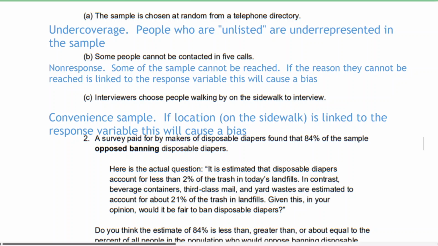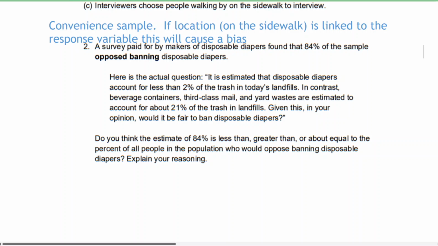2. A survey paid for by makers of disposable diapers finds that 84% of the sample oppose banning disposable diapers. Here's the actual question. It is estimated that disposable diapers account for less than 2% of the trash in today's landfills. In contrast, beverage containers, third-class mail, and yard waste is estimated to be about 21% of the landfills. Given this, in your opinion, would it be fair to ban disposable diapers?